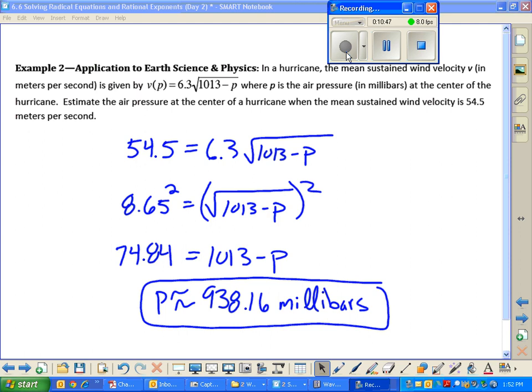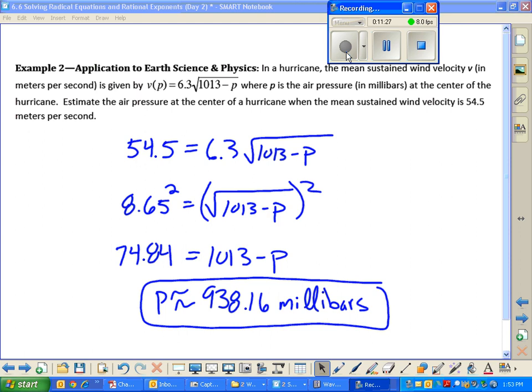I did. Remember, we isolate the radical first. Now, Caitlin, in all honesty and being very candid, you could have jumped right there into squaring both sides. So you would have done 6.3 squared, that number there, times the quantity of 1,013 minus P. And then you would have squared the other side as well. You would get the same answer, regardless. Oh, okay, okay. Yes. It's fine. It's fine.